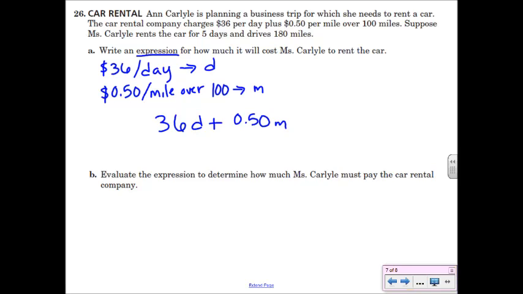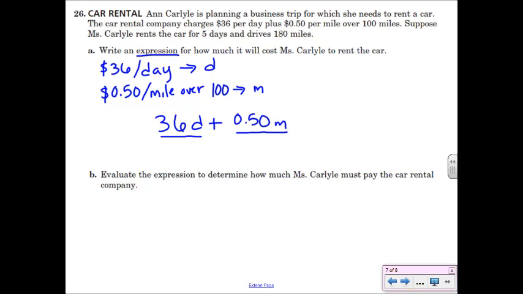So this is going to be the charge for every day, 36. If she rented it 2 days, it'd be 36 times 2, or 72. And this is going to be the charge for every mile she goes over 100. And so if she went 2 miles over 100 miles, so 102 miles, it would cost her $1, 2 times 50 cents. Okay, so that's our expression.